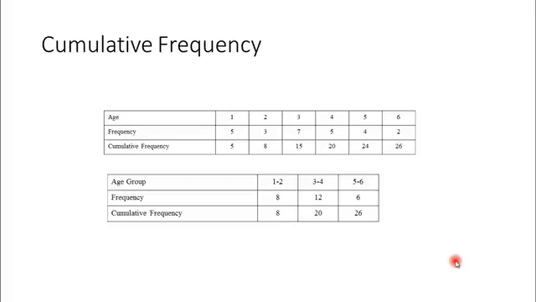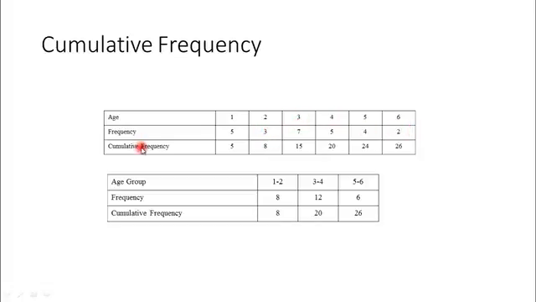So let's see quickly what is cumulative frequency. It's a very simple table which has been drawn here. So we have a total of 6 age numbers, 1 to 6, and frequency is the number of people falling into these age groups, falling into these ages. So there are 5 people with 1 year kids, there are 3 kids with 2 years, 7 kids with 3 years, and so on.